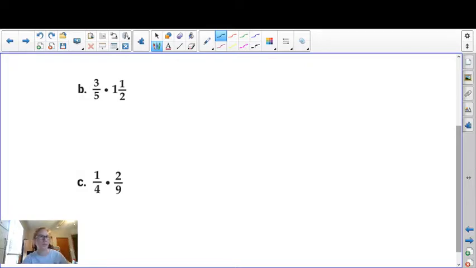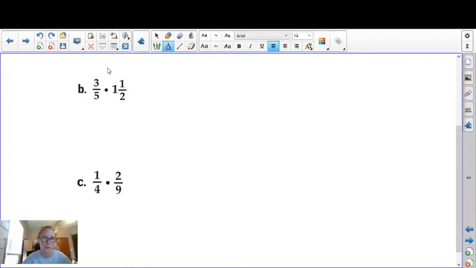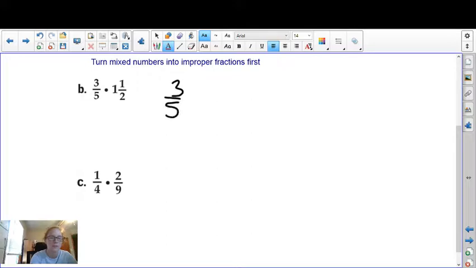Then we have 3/5 and 1 1/2. So I need to turn mixed numbers into improper fractions first. So 2 times 1 is 2, plus 1 more is 3. So I'm multiplying 3 over 5 times 3 halves.